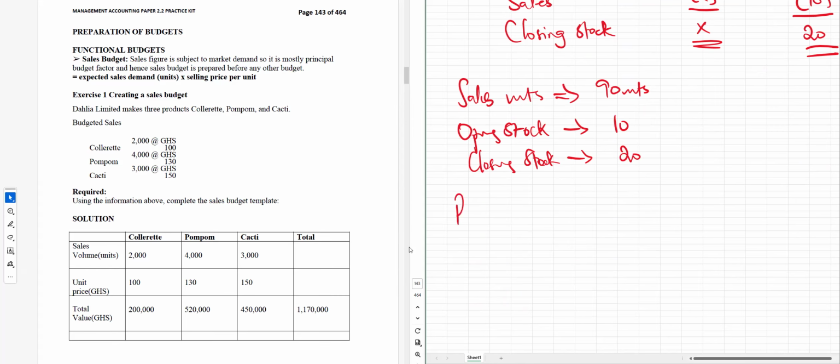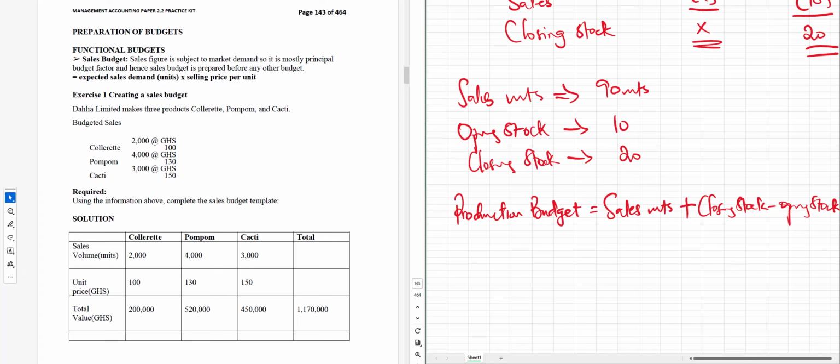So what you can do is say, okay, your production budget is simply your sales units, or your sales demand, plus your closing stock, because you are working back, right? Minus your opening stock. Do you understand? And this will give you the same thing as your production.